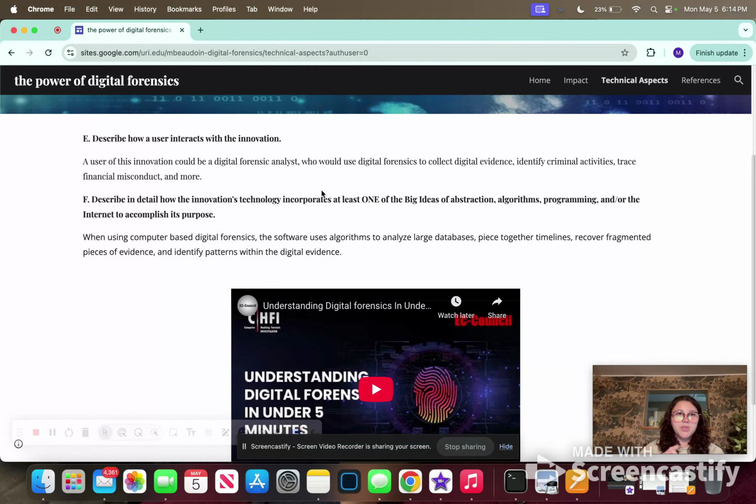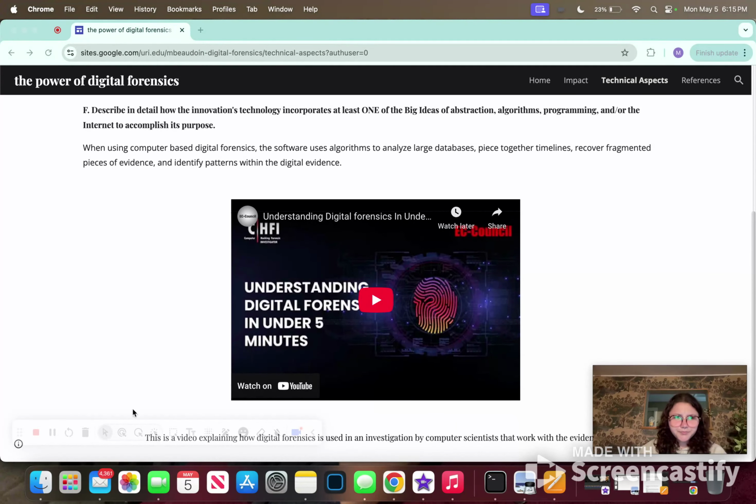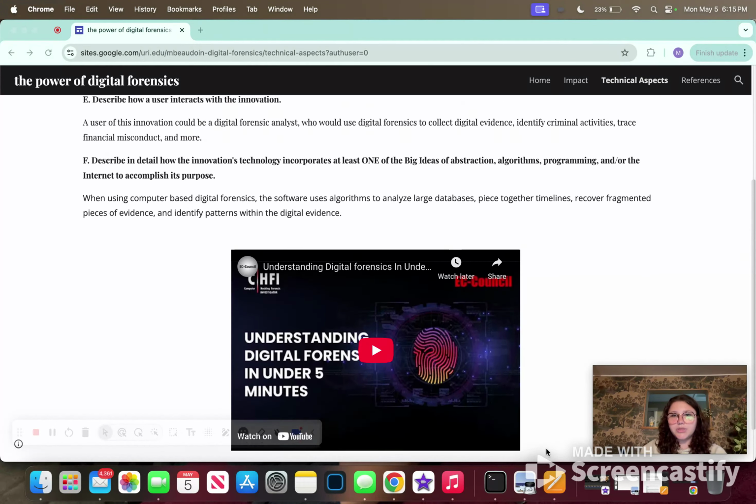And then for F, describe in detail how the innovation's technology incorporates one of the large ideas. So computer-based digital forensics uses algorithms to analyze large databases, piece together timelines, recover fragmented pieces of evidence, and identify patterns within the digital evidence. And then under here, I've just included a video about understanding digital forensics. It is a pretty straightforward video. And like I said, the video explains how digital forensics is used in an investigation by scientists that work with the evidence.